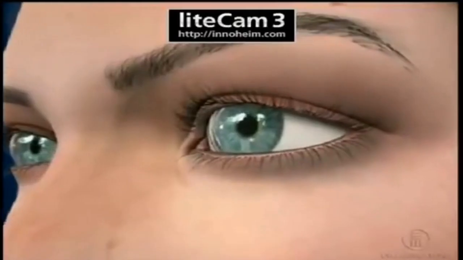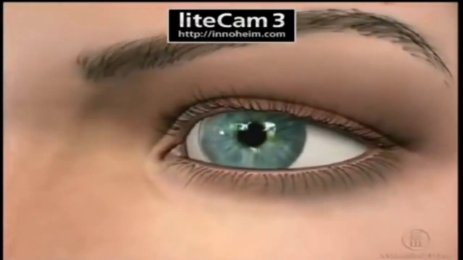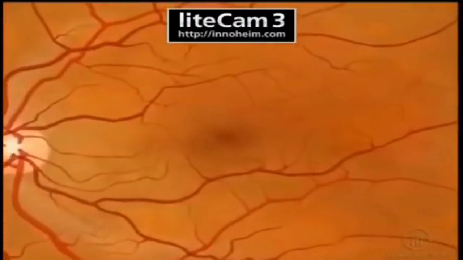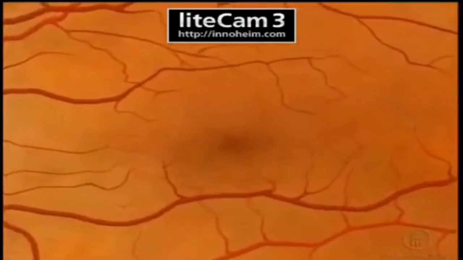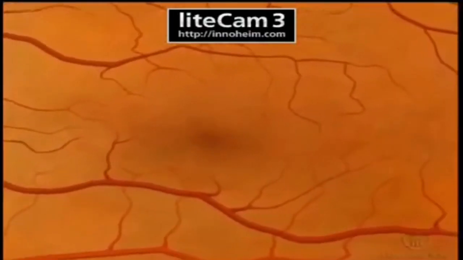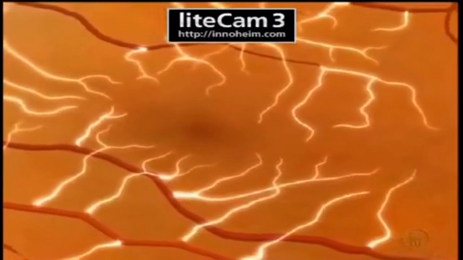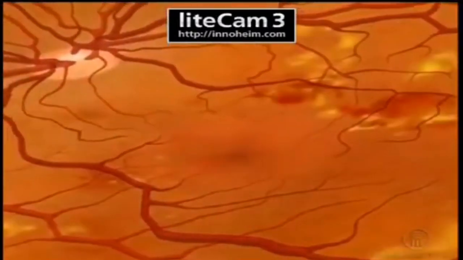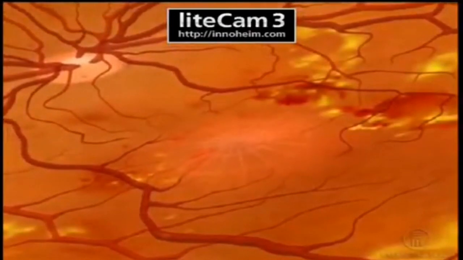Inside the human eye is a layer of light-sensitive tissue called retina. Diabetes causes retinopathy by damaging the blood vessels of the eye, leading to damage of the tissue. Damaging blood vessels cause them to be leaky, leading to macular edema.